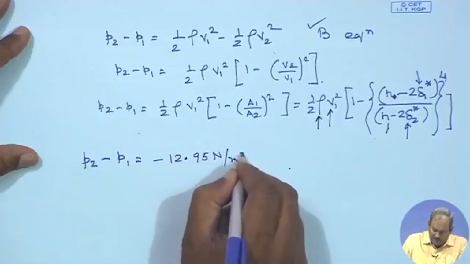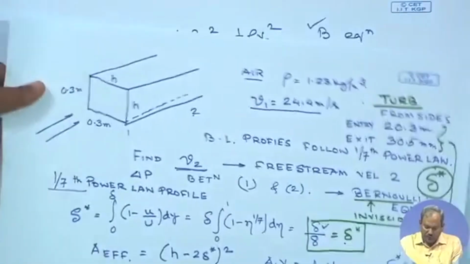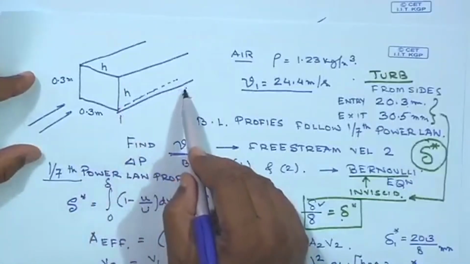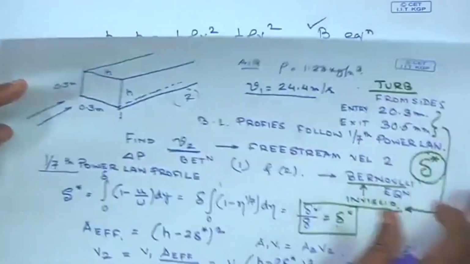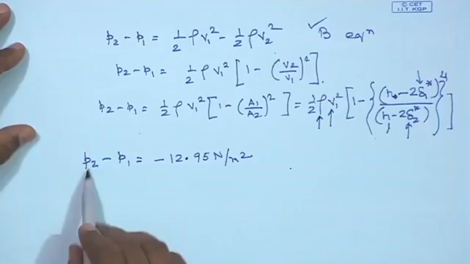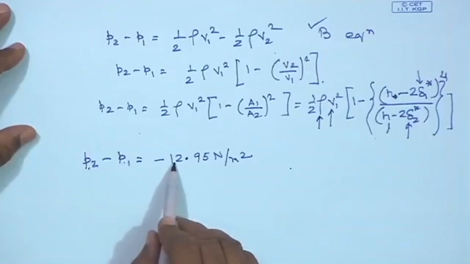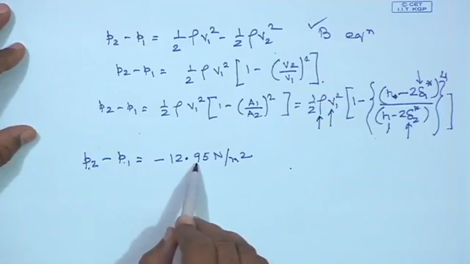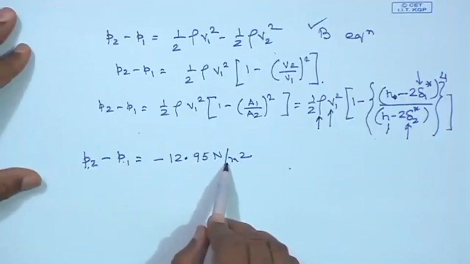you would see that P2 minus P1 would turn out to be minus 12.95 Newton per meter square. Obviously, for flow to take place from 1 to 2, the pressure at 2 must be lower than at 1, and therefore P2 is lower than P1, and the difference in pressure is equal to 12.95 Newton per meter square.